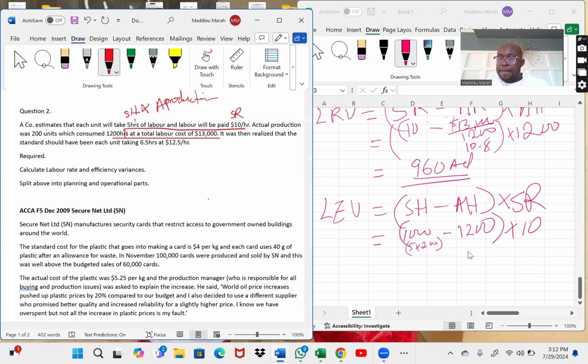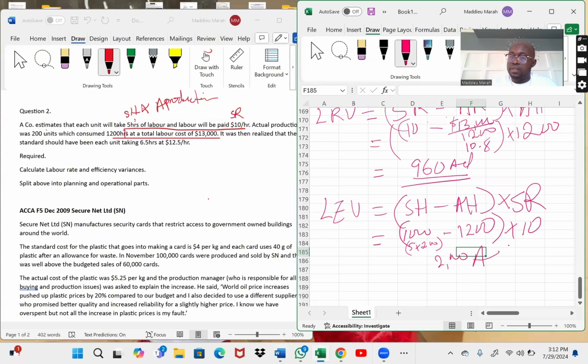So now look at the variance. We have our standard hour of 1,000 and our actual hour of 1,200. So how do we see this variance? Favorable or adverse? Adverse variance of how much? 200. Adverse of 200 multiplied by 10 gives you 2,000. The variance is adverse 2,000. So we've done part A, the labor rate variance and labor efficiency variance.